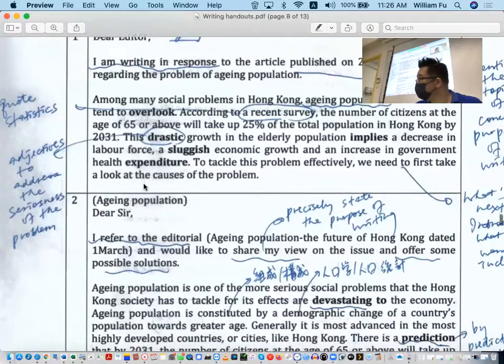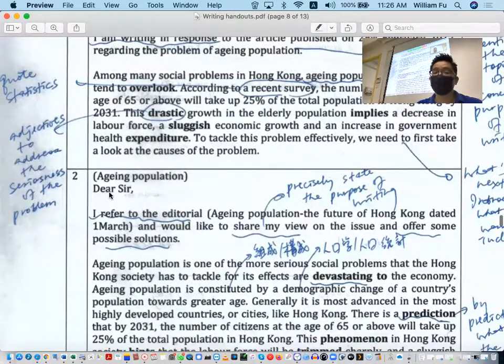Second one, also aging population. Now, dear sir, I refer to the editorial. Okay, editorial. Do you know what is an editorial? Vinci, I saw you nodded your head. I assume you know. What's it in Chinese? Editorial. Anyone?